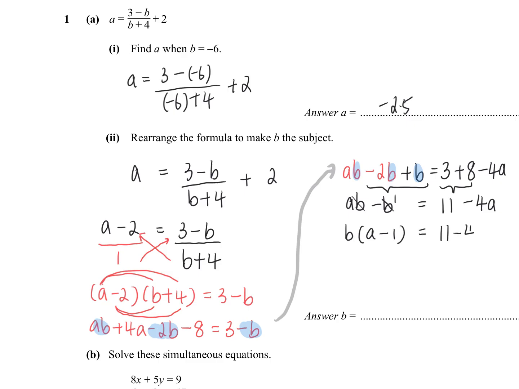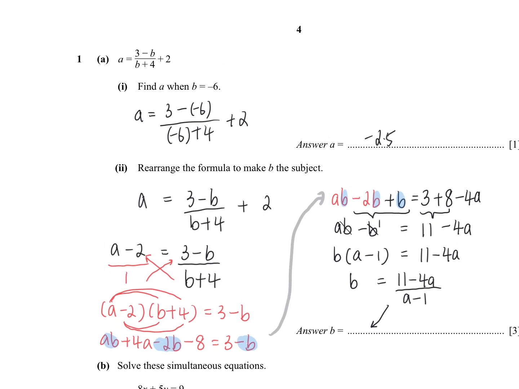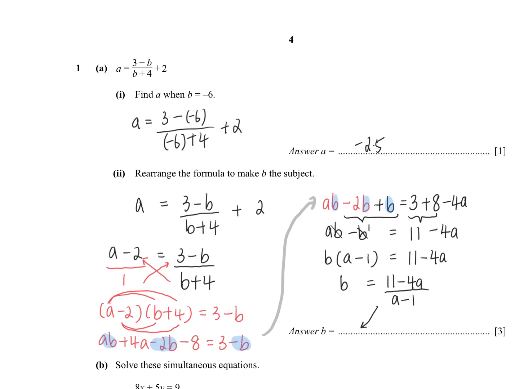Some of you, just at this final step, you got it wrong. So the answer is 11 minus 4A over A minus 1. So this is the answer here. Okay, some of you did it otherwise. You want to multiply by B plus 4. So when you do that, make sure you do it to everybody. So for those of you who prefer to multiply by B plus 4, you must multiply to every single term.